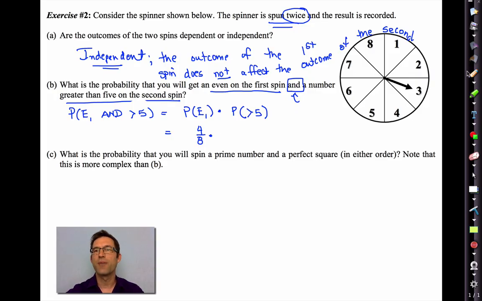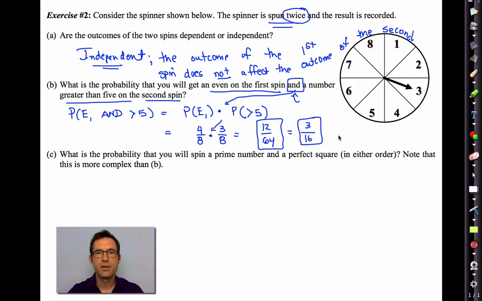And what would that be? That would be 3 out of 8. All right. And "and" tells us to multiply. So we'll get 12 out of 64, which you could leave that way, or it can be reduced down to 3/16. Okay, that's it. Now, letter C is more challenging.